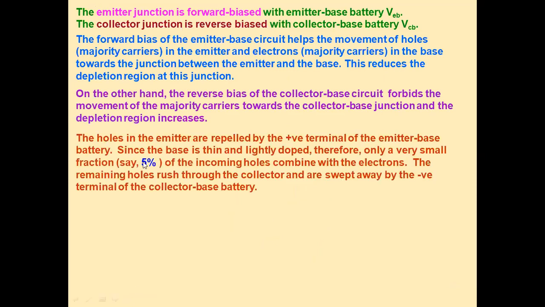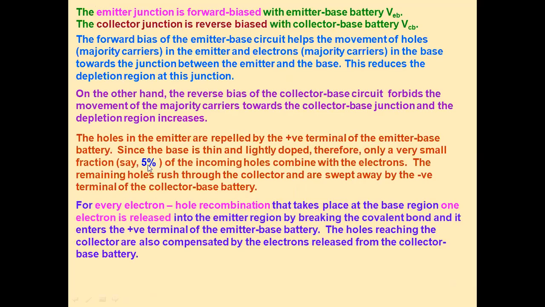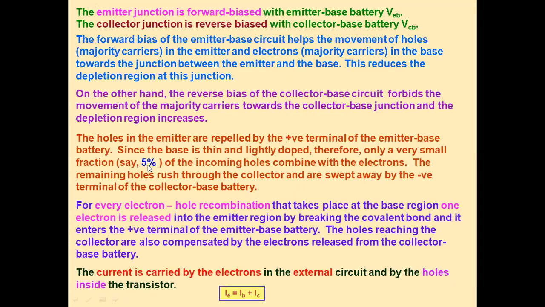Again, a small amount of holes recombine with the electrons in the base region, and due to this, the relation of current, IE is equal to IB plus IC, remains the same for a PNP transistor also. So in both types of transistor, the relation of emitter current IE equal to IB plus IC remains the same.